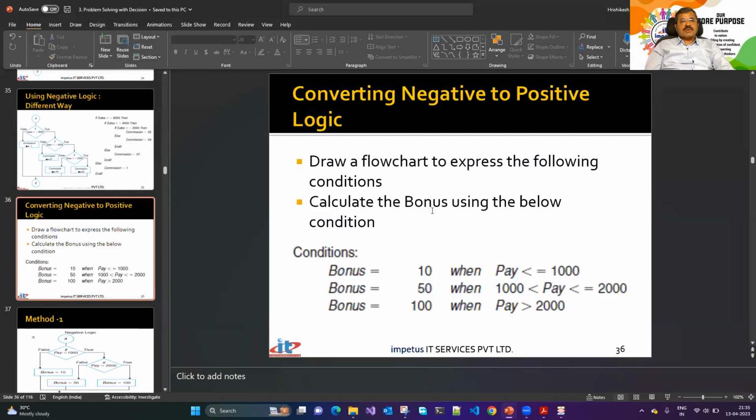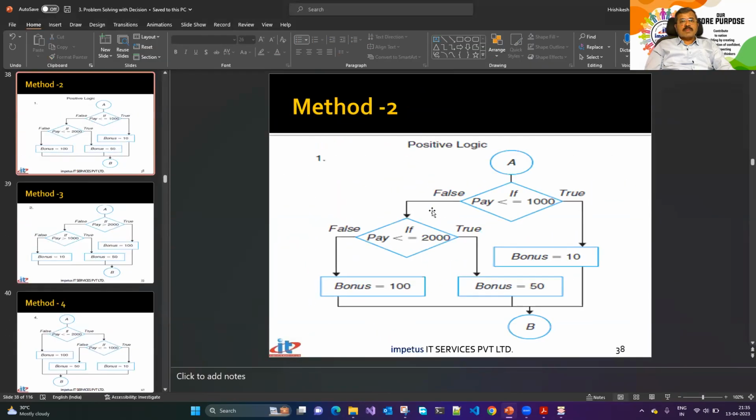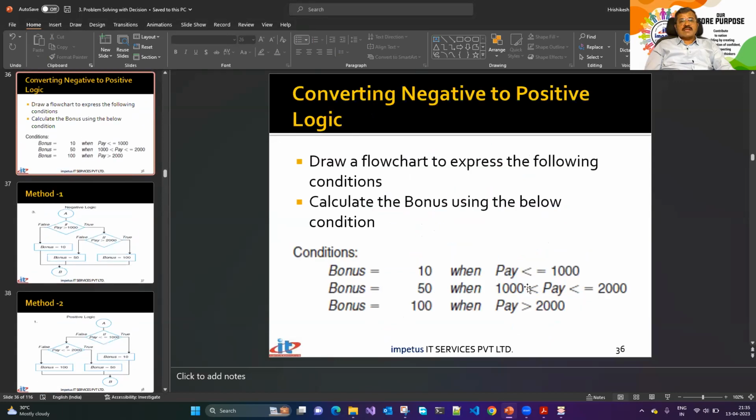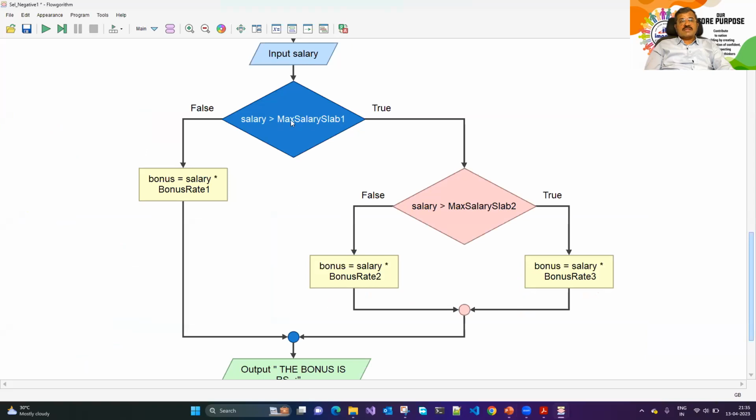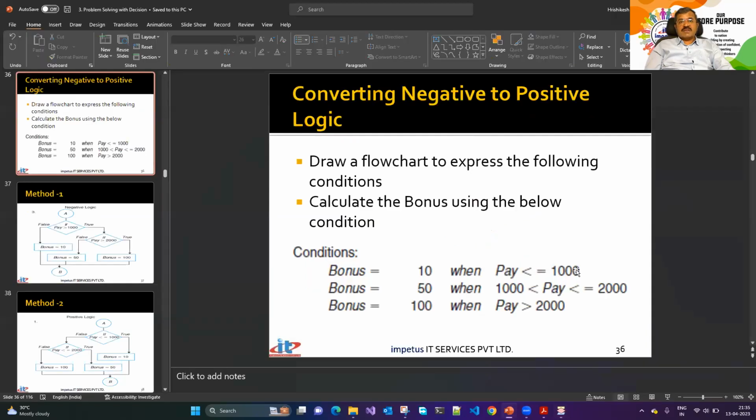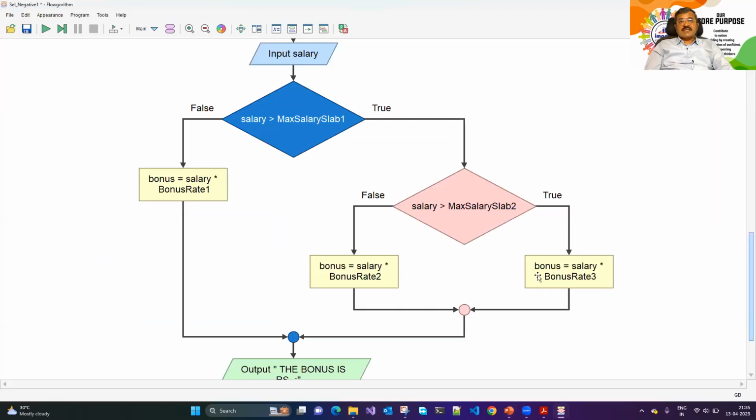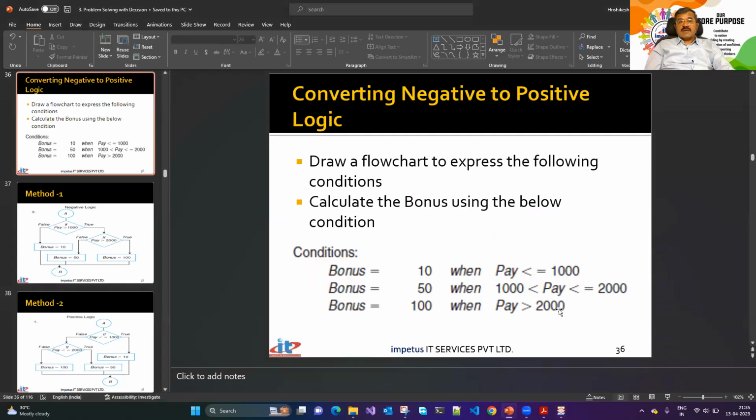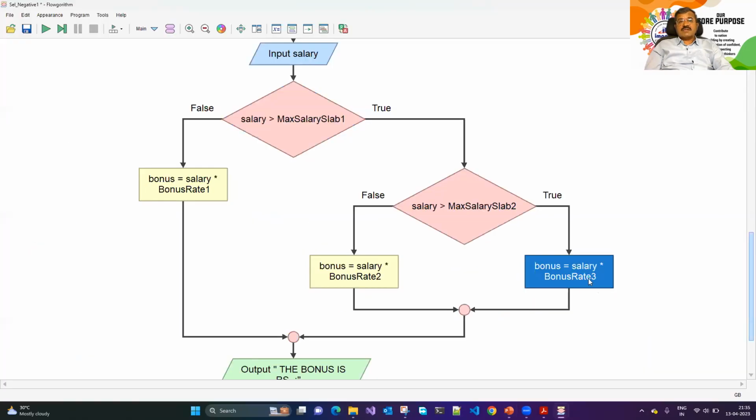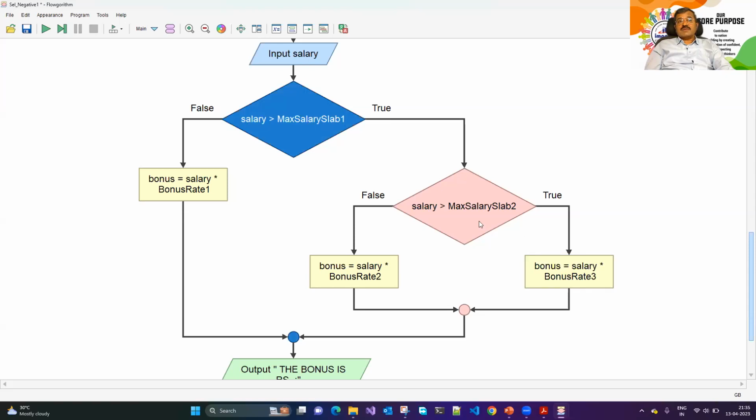This was not the problem. This was the problem. Next slab was 2,000, 1,000 था, 2,000. So if it is greater than slab 1, greater than 1,000 है, then we check is it greater than slab 2, greater than 2,000 है क्या? If it is greater than 2,000, then it is 100. So slab 300 से देंगे. That means we are checking for the next condition if the previous condition is true.